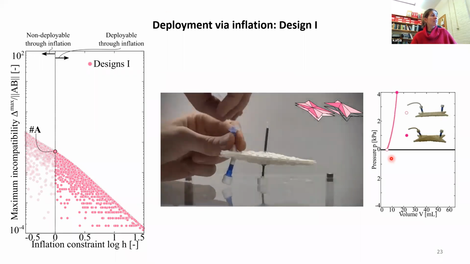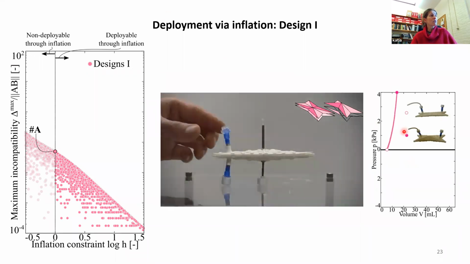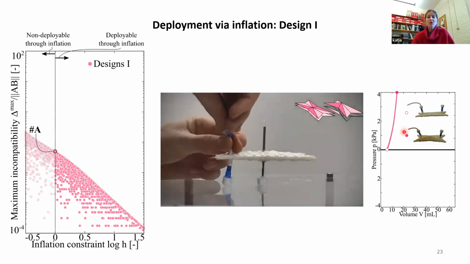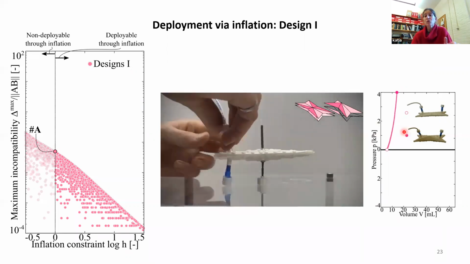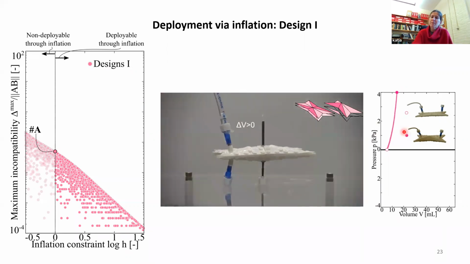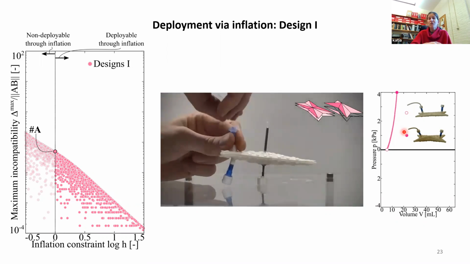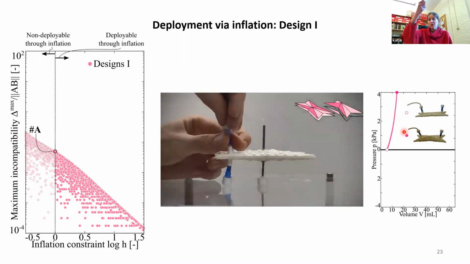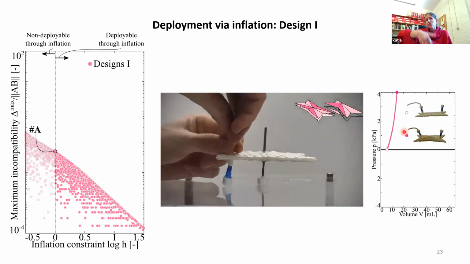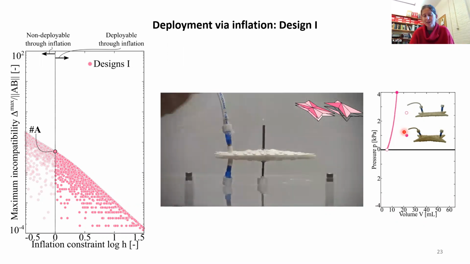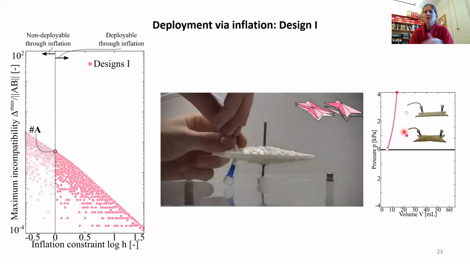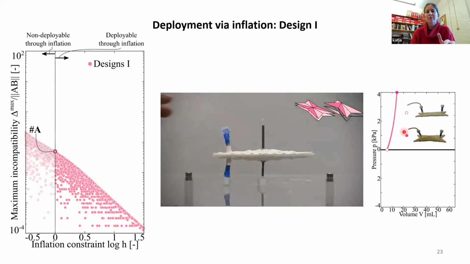And now what we see is that, here on the right, you can see the PV curve. And what you can see is there is no signature of bistability. It's monotonic. The pressure keeps increasing as a function of volume. And you see also in the movie that is playing, when we detach the pressure, the structure immediately goes down to the flat state. So this structure is not bistable. So it means that this level of geometric incompatibility, given our fabrication process, is not enough to generate bistability.